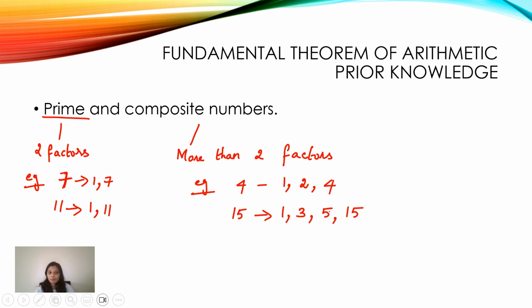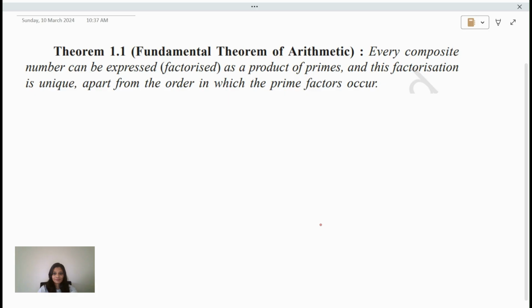So always remember, whenever any number has only 2 factors, the number 1 and the number itself, we can call it a prime number. If it has more than 2 factors, then we will call it a composite number. So this basic understanding is very important to do the fundamental theorem of arithmetic.